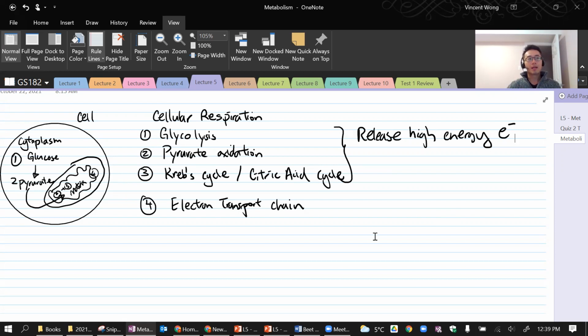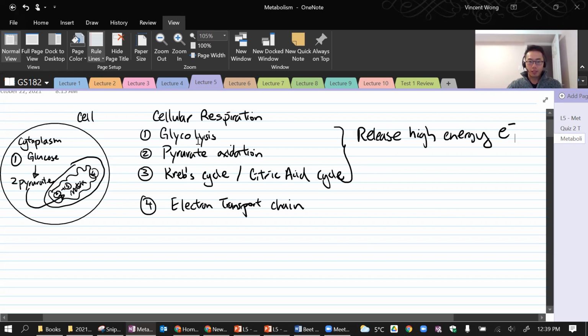My question is, as we remove these high energy electrons from the first 3 steps, something needs to capture those electrons. Otherwise, it's going to be wasted energy, right? So what's going to capture it? Safi said FAD. That's one of them. Very good. And what's the other one? Anybody remember? Jyoti said NAD. That's also correct. NAD plus. Very good.